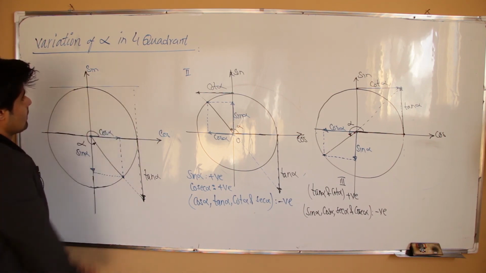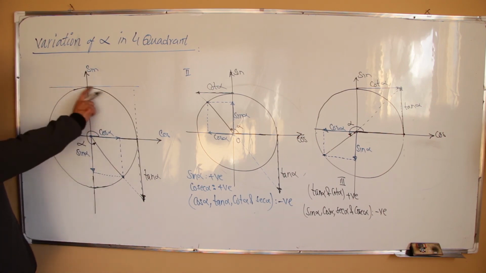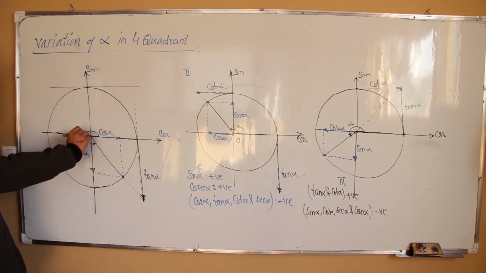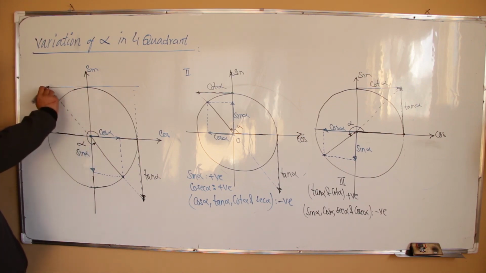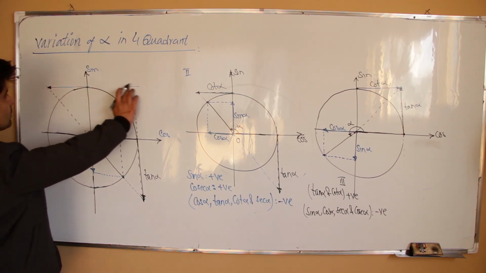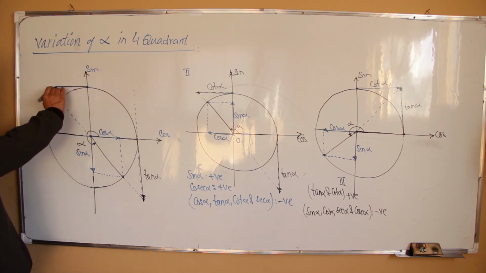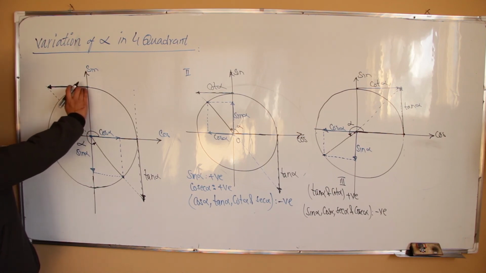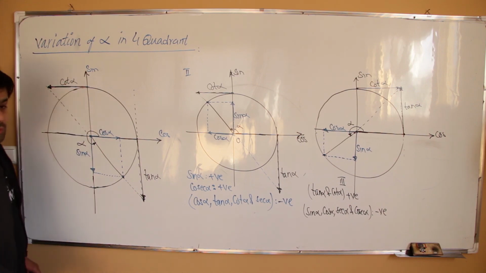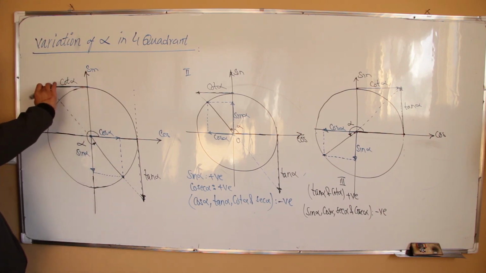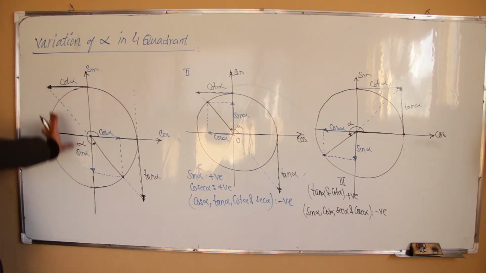Also, where is cotangent? Just make a tangential line with the circle, then extend the final side of the angle. Now they meet each other here. So this value from O up to here is called cotangent. If I ask you, where is cosecant? From O up to here, this line is called the value of cosecant.